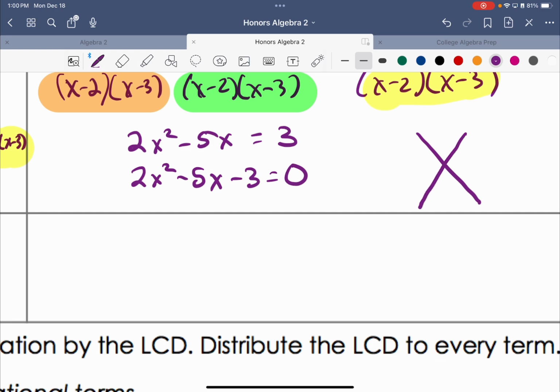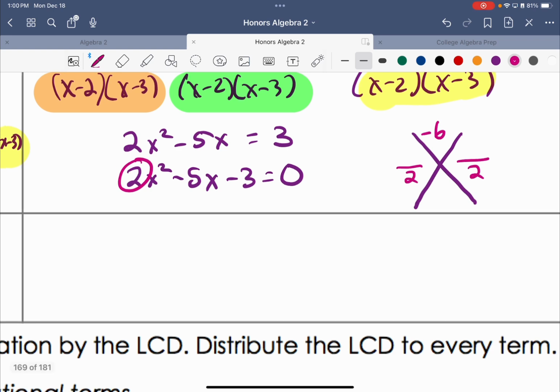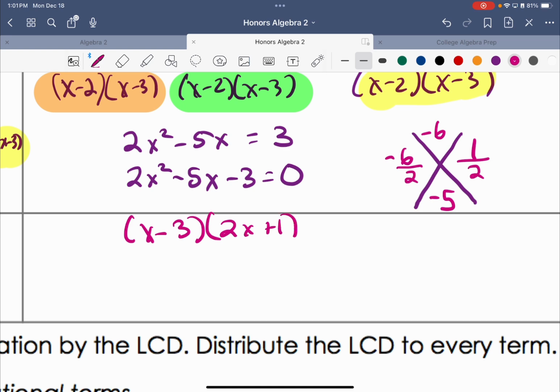What goes on the top? Negative 6. What do we have to divide by? Have to divide by 2 because my a value is 2. Denominator, or the number on the bottom, is negative 5. So negative 6 and 1. So if I write that out, that's x minus 3 and 2x plus 1.